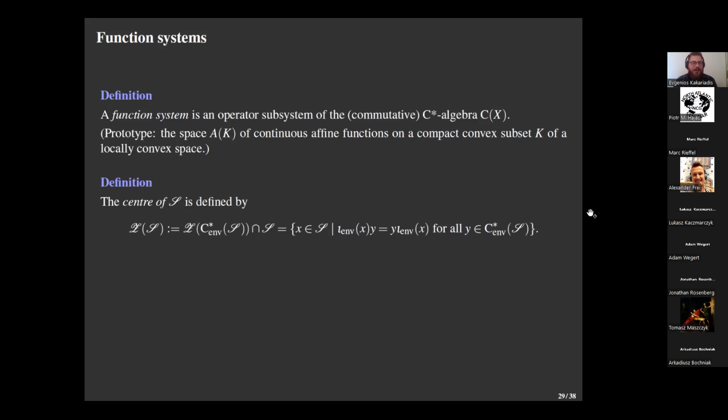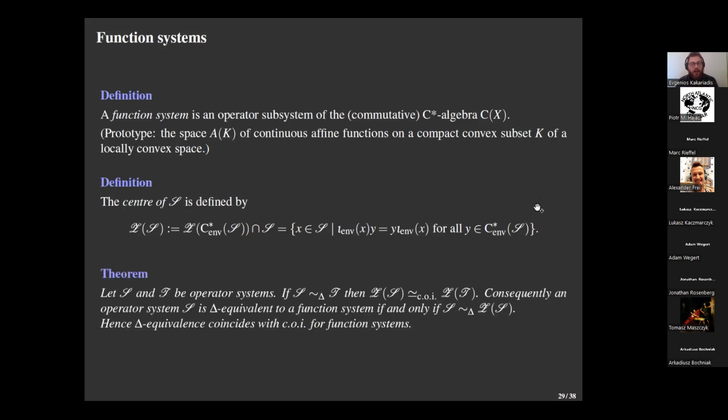In order to define a center here, one has to be a little bit careful, because you have different representations of S generating probably non-isomorphic C*-algebras. So for us, the center is realized inside the representation in the C*-envelope. And that's the multiplication that we use to make sense of commutativity. What we can show is that delta equivalence gives a complete order isomorphism between the centers.